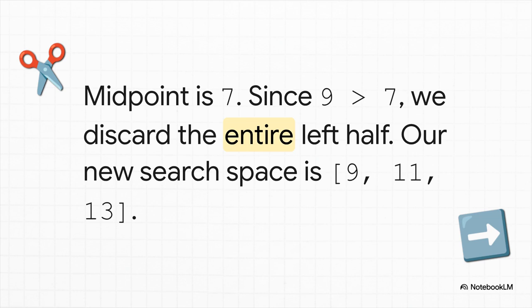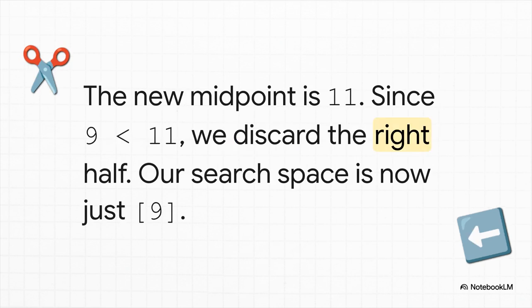Okay, step 1. We look at the whole list and jump to the middle. The midpoint is 7. We're looking for 9. Since 9 is greater than 7, we know it can't possibly be in the left half, right? So, boom, we just discard that entire section. Our search space is already down to just 3 numbers, 9, 11, and 13. And now we just do it again on our new, smaller list. The midpoint of 9, 11, 13 is 11. Well, our target, 9, is less than 11. So, you guessed it, we can throw away the right half.